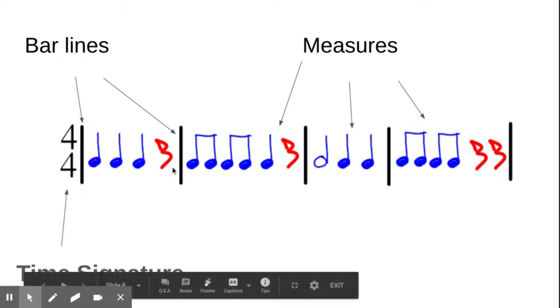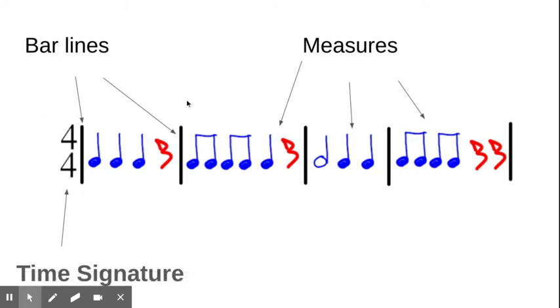But you have to have an awareness while we're doing this of where the bar lines are, and that each measure in between them should match up with what's in the time signature. Really important to know as you're figuring out the rhythms in a piece of music.